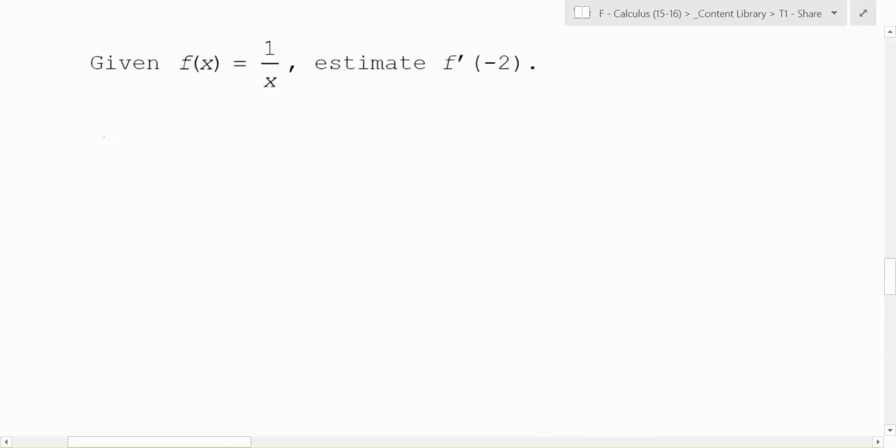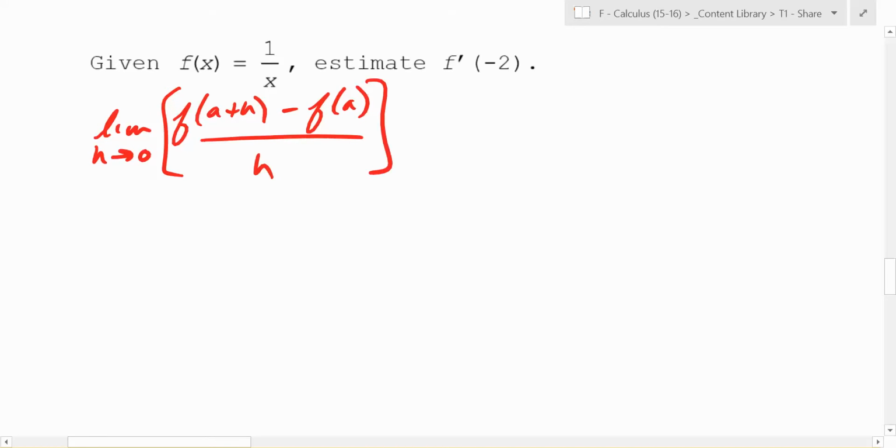That thing I'd like you to write down? Limit as h goes to 0 of f of a plus h minus f of a all over h. I like this. You can put the brackets around it. That's great. And then in this case, what does a equal? -2. In this case, f of x, it's already written there, is 1 over x.